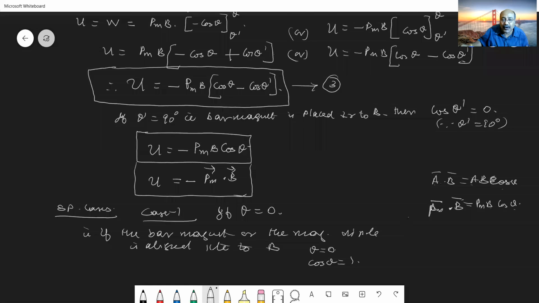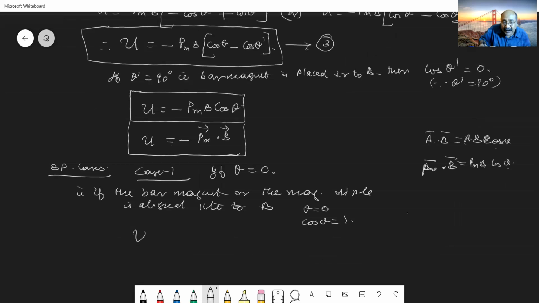What will happen to the potential energy then? The potential energy of the magnetic dipole when it is aligned parallel to the external magnetic field is minus Pm into B into cos 0. Cos 0 becomes 1. Therefore, the potential energy is minus Pm into B. This is considered to be the minimum potential energy experienced by the magnetic dipole.